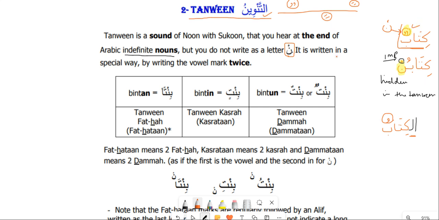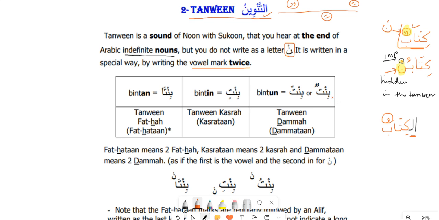This I have shown just to tell you how it looks when there is a noon sound with the tanween. It is written in a special way by writing the vowel marks twice. Twice means double dammah, double fatha and double kasra. So this is the meaning of tanween.